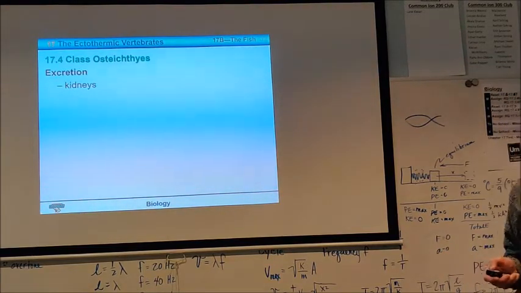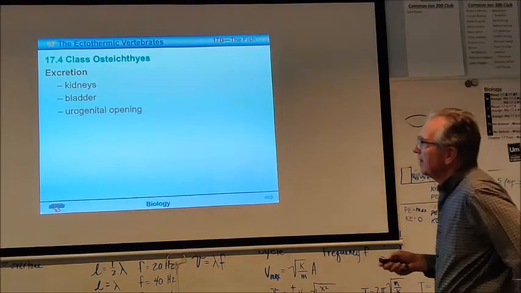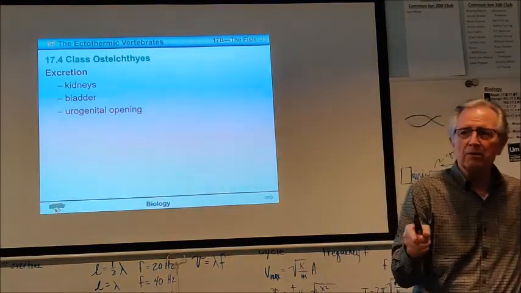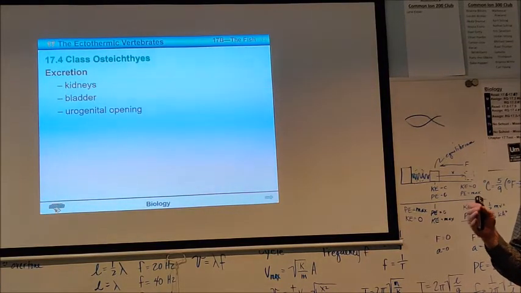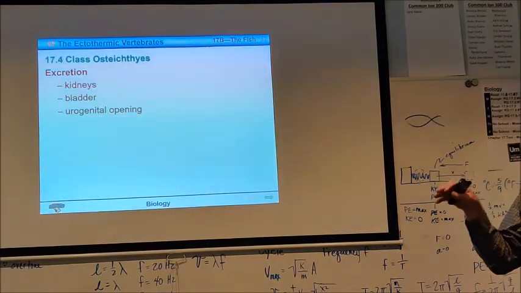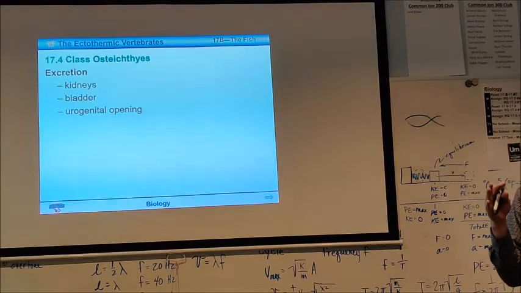Okay, excretion. They do have kidneys and a bladder, and they empty the bladder out through the same opening that they're going to use also to release sperm or eggs. So they use the same opening for both. Humans, like females, have separate ones for those. Males, we kind of use one for both.